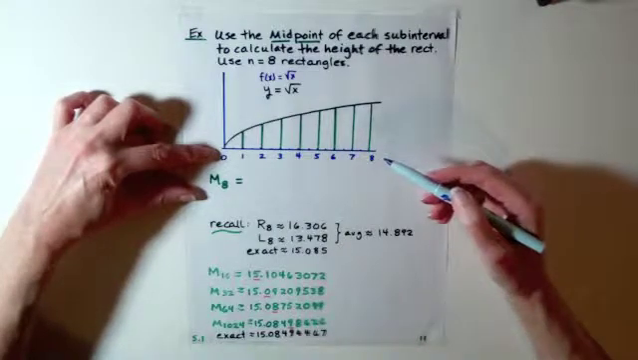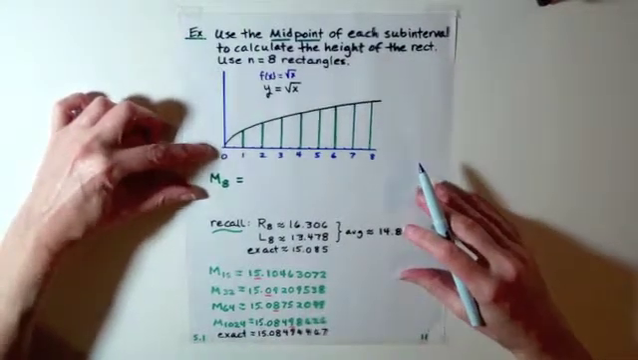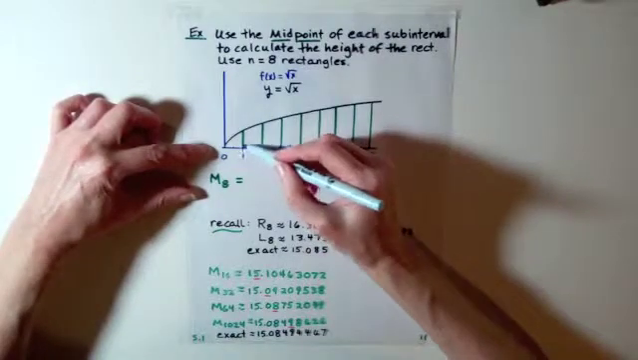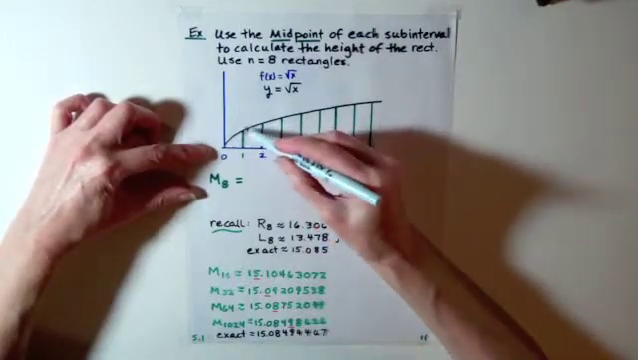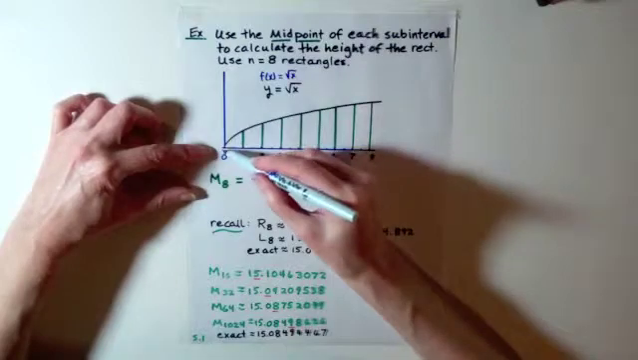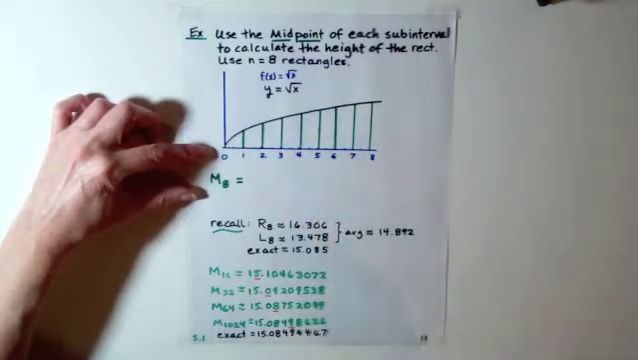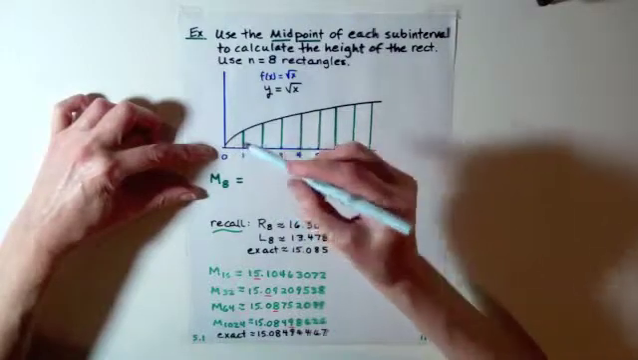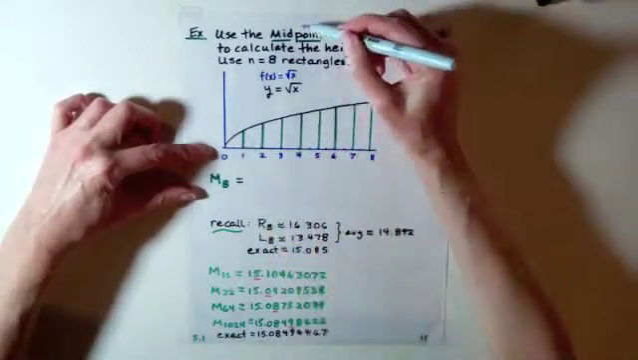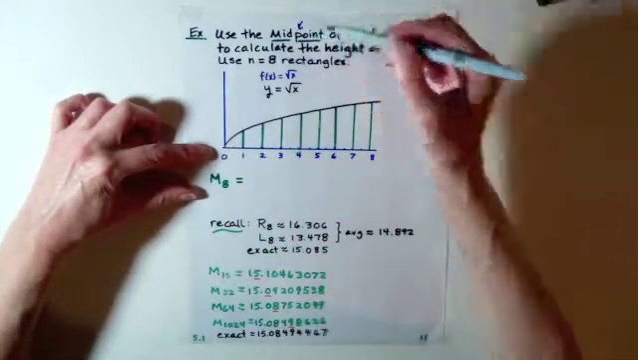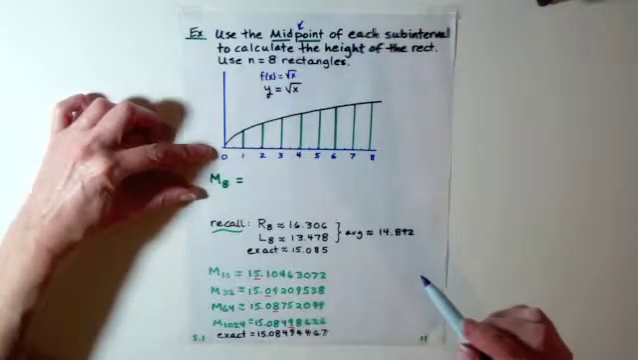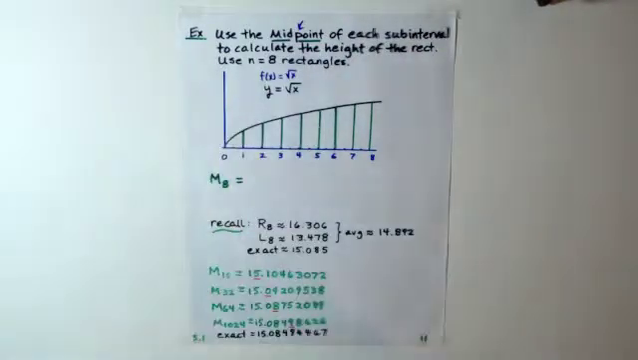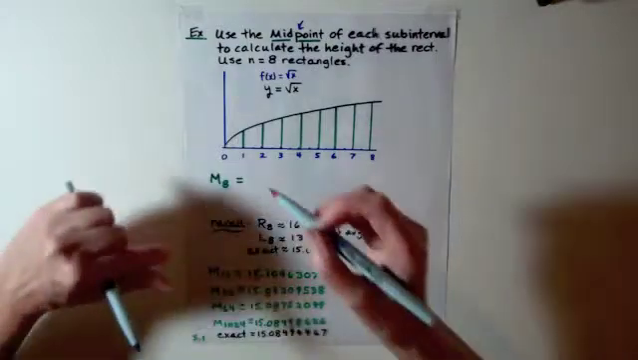from 0 to 8. Well, before, what we did was we used either the right-hand endpoint to create each of our rectangles or the left-hand endpoint to create each of our rectangles. And now what I'm going to do is choose another point on each strip, and in particular I'm going to direct us to choose the midpoint of each subinterval to calculate the height of the rectangle. So what do I mean by that?